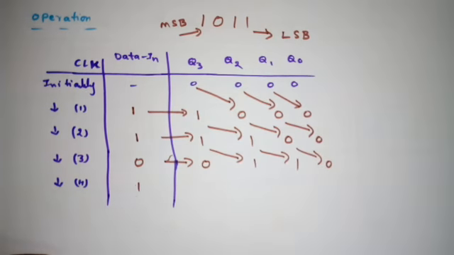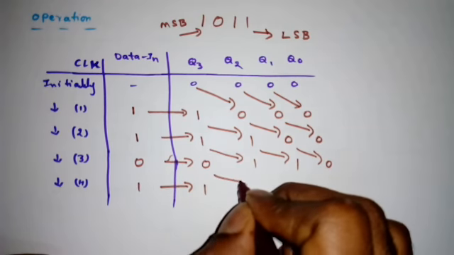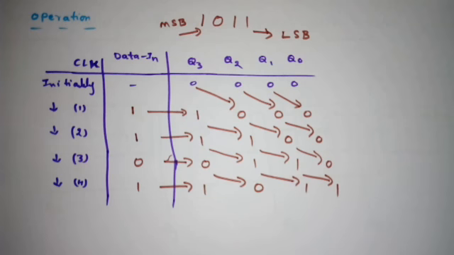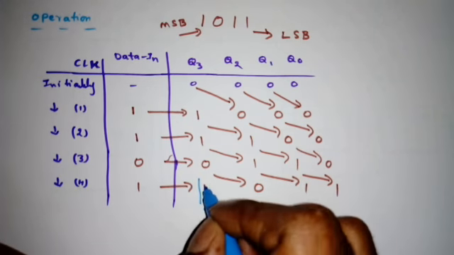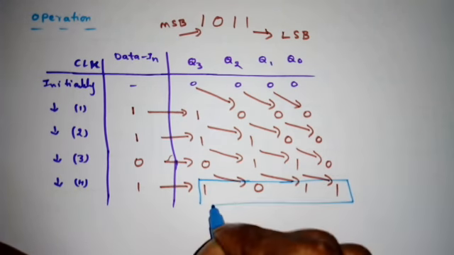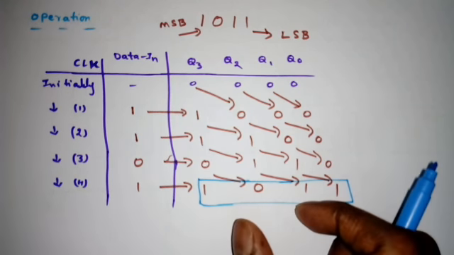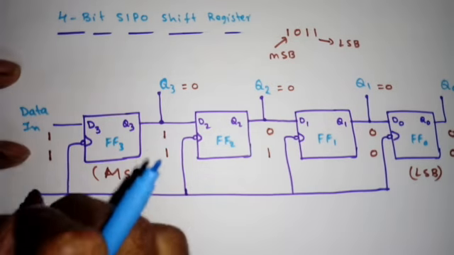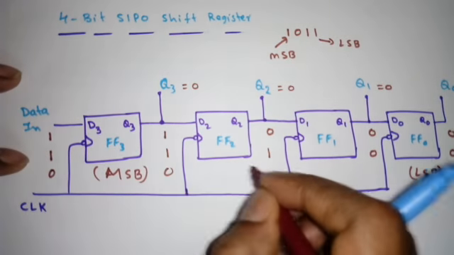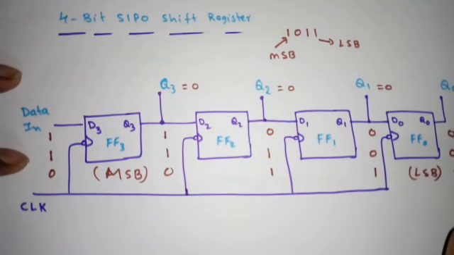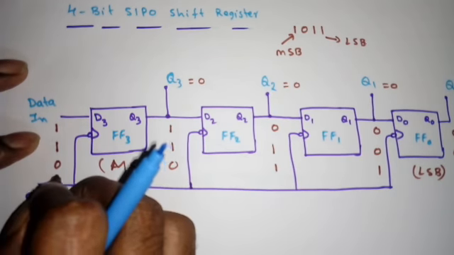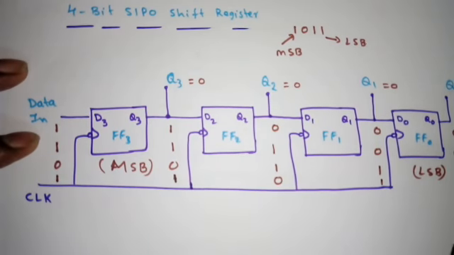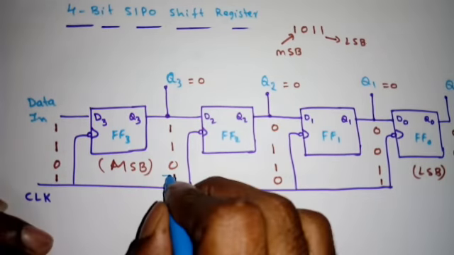The last bit we have to apply is 1. So what will happen? 1 0 1 1. That is, after 4 clock pulses we have stored our data 1011, right? And this 1011 is available after 4 clock pulses. So here we can apply 0, so that 0 will be transferred here, 1 will be transferred here, 1 will be transferred, and 0 will be transferred. Then the last bit, so if I apply 1, that 1 will be transferred here, 0 will be transferred here, 1 and 1.